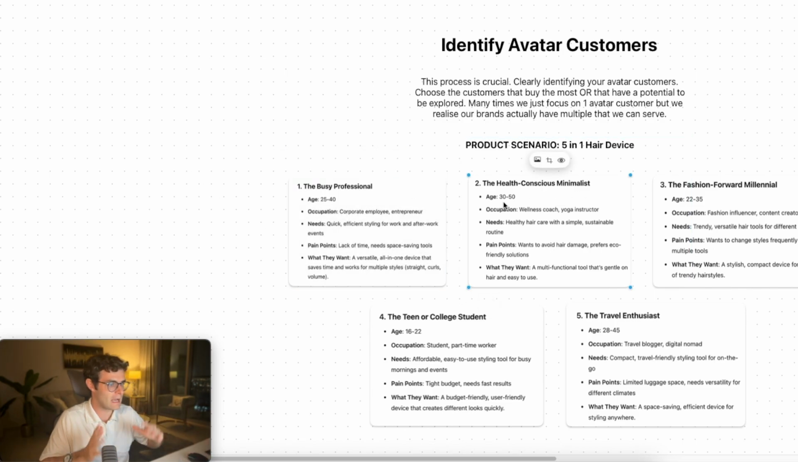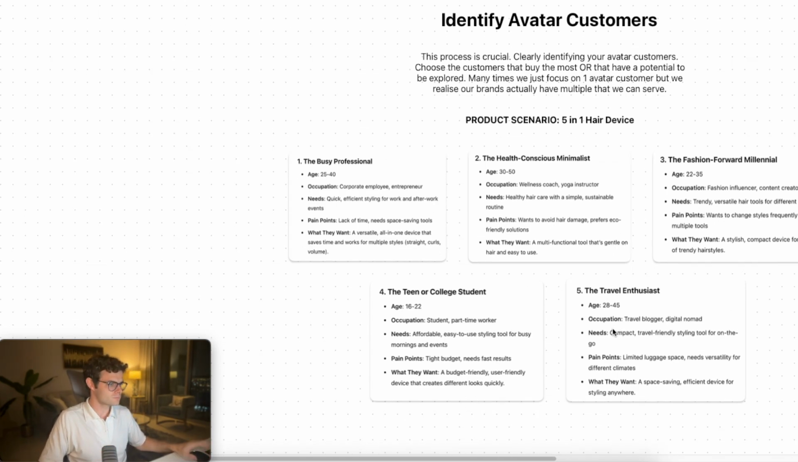Next is the health-conscious minimalist, right? 30 to 50 years old, wellness coach, yoga instructor maybe, needs healthy hair care with a simple and sustainable routine. They need to be very well presented while being yoga instructors or wellness coaches. They need to be the best version of themselves, which also perhaps includes having amazing hair, right? Pain points: wants to avoid hair damage, prefers eco-friendly solutions. What they want: a multifunctional tool that is gentle on the hair and easy to use, right? Another example here, you get the point.